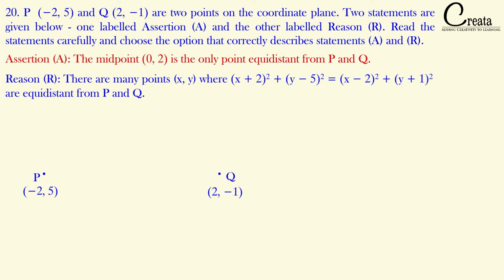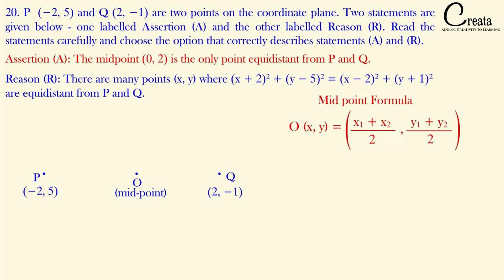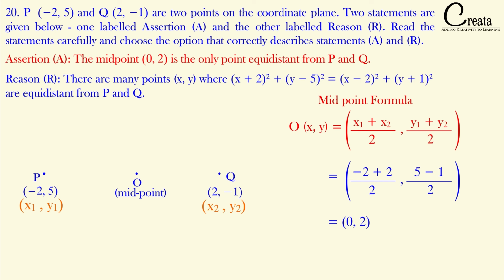In the assertion, it is given the midpoint 0, 2 is the only point equidistant from the points P and Q. So let's find the midpoint. The midpoint formula in the coordinate plane: the x coordinate is x1 plus x2 upon 2, and the y coordinate is y1 plus y2 upon 2. Let's take this point as x1, y1 and this point as x2, y2. We got the x coordinate as 0 and the y coordinate as 2. We got the midpoint coordinate as 0, 2.